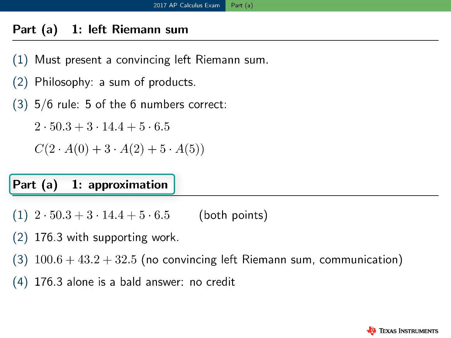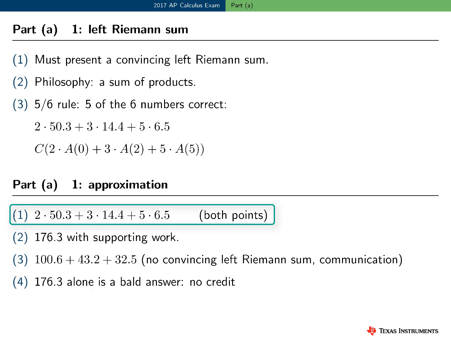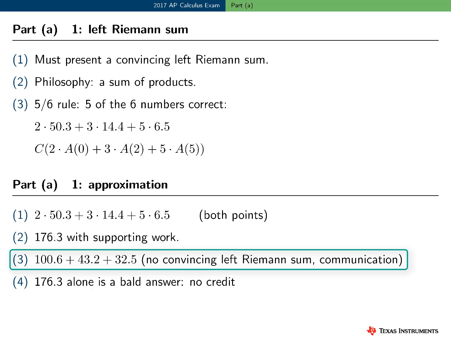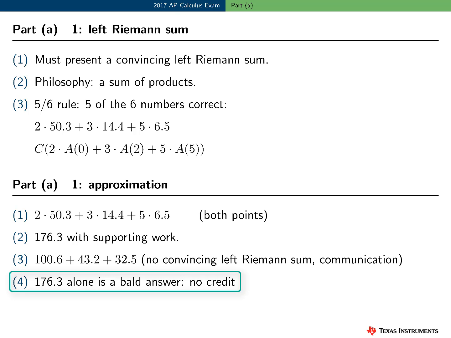The second point in Part A was for the correct numerical approximation. This expression would earn both points. It conveys the left Riemann sum, and remember that numerical answers do not need to be simplified. The correct numerical answer with some supporting work would earn this point, and in this example, the student would earn the approximation point, but not the left Riemann sum point. They have simply not communicated enough. There is no convincing left Riemann sum. And a bald 176.3 without any supporting work would not earn any credit in Part A.